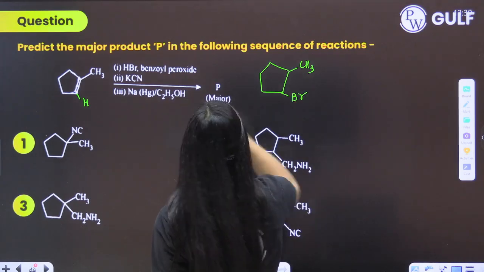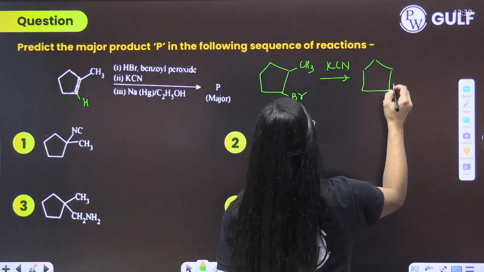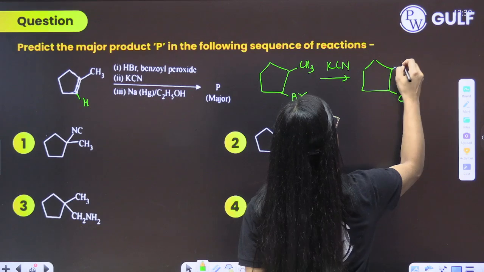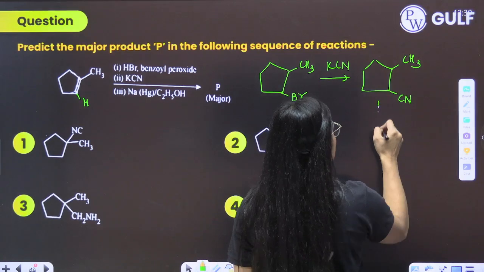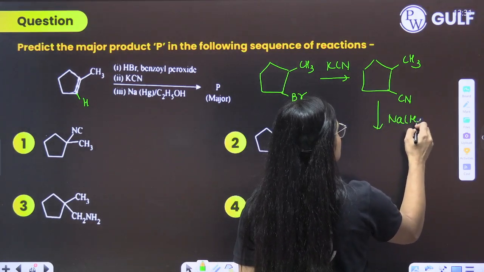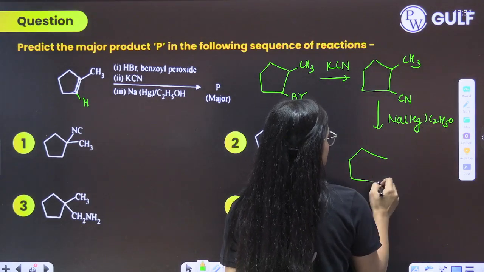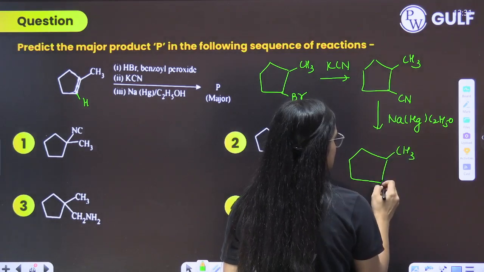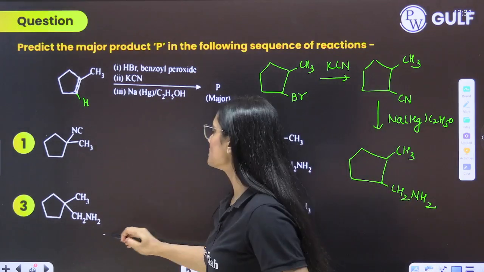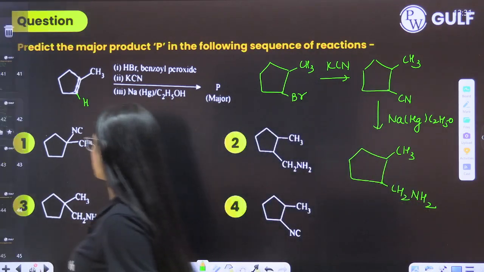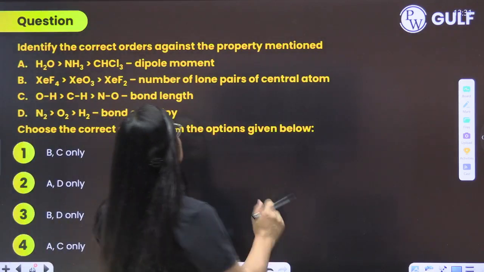Then you are carrying out its reaction with KCN. When you carry out its reaction with KCN, it will undergo reaction and will form CN. This is CH3. Then you are carrying out its reduction by using sodium amalgam and ethanol. So you will get an amine. That is CH3, CH2 and NH2. That is why here which option is correct? Option number third is correct over here. Next one, guys. Identify the correct orders against the property mentioned.